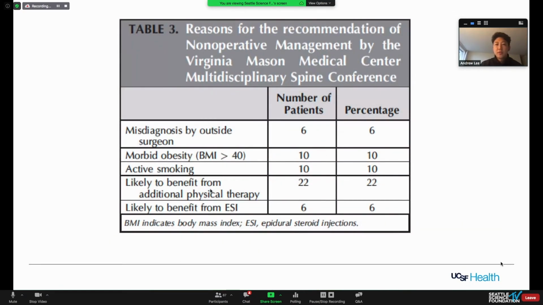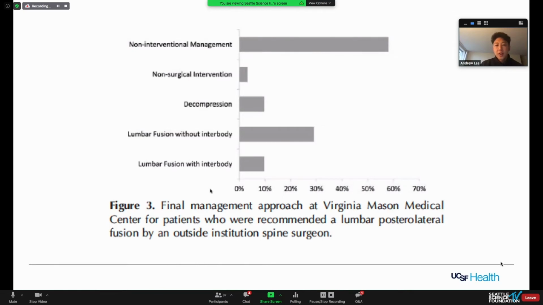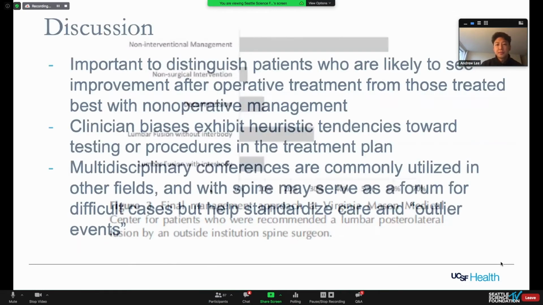The reasons for recommendation for non-operative management were misdiagnosis, whether it's hip pathology, morbid obesity, active smoking, or they just thought that physical therapy or epidural steroid injections would serve much more benefit to the patient than surgery. In addition to surgical recommendations, how they performed surgery was also a matter of debate, on whether it was an interbody or decompression. That also had some variability amongst providers, which I thought was interesting. The final approach to management at VMMC, 58% of course were non-interventional management, the majority, rather than surgical management.